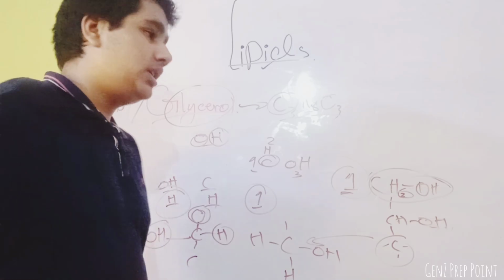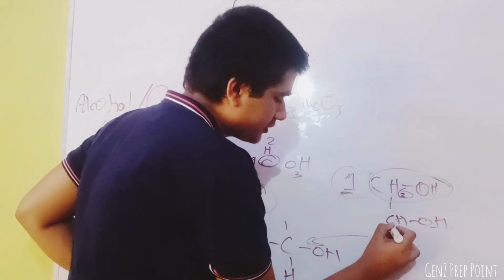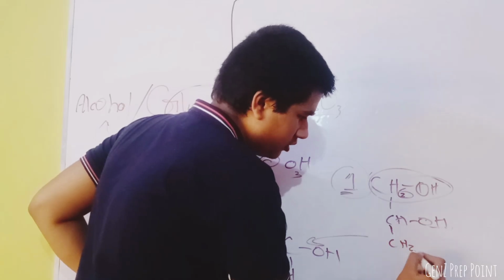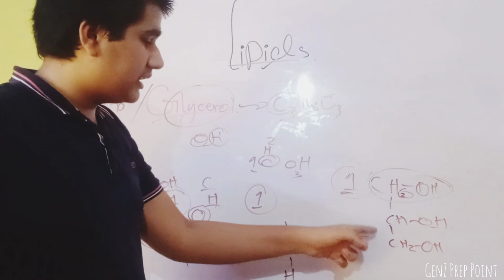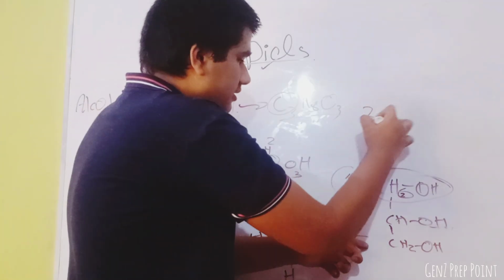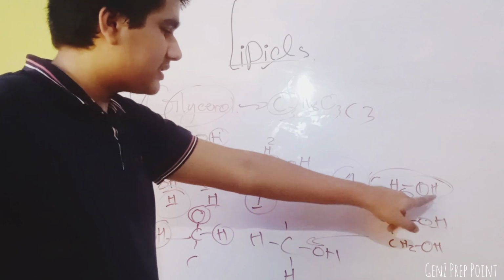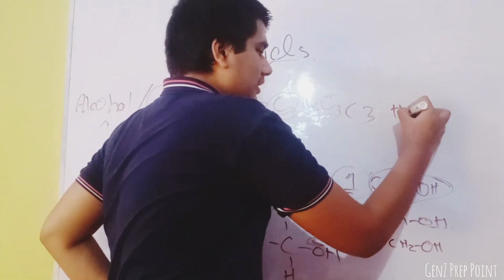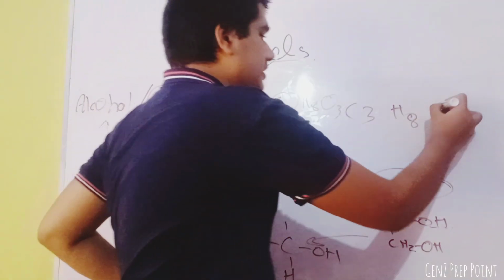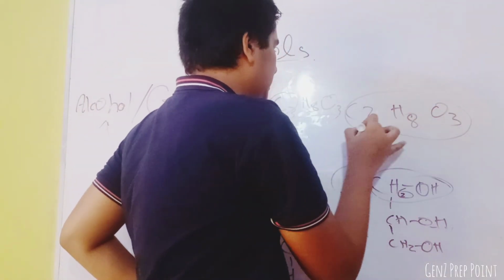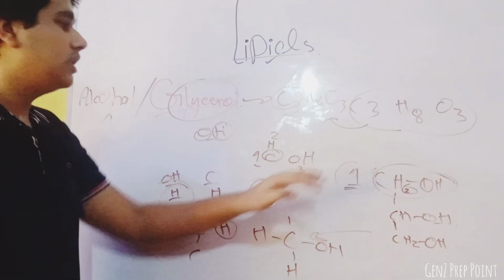You all understand? Anything that I said, I will repeat. Now this also forms CH2 with OH. I told you this is the formula. Count the number of carbons. 3 carbons. Hydrogens 1, 2, 3, 4, 5, 6, 7, 8. 8 hydrogens. 1, 2, 3 oxygens. Is this the same formula? Yes, this is the same formula.